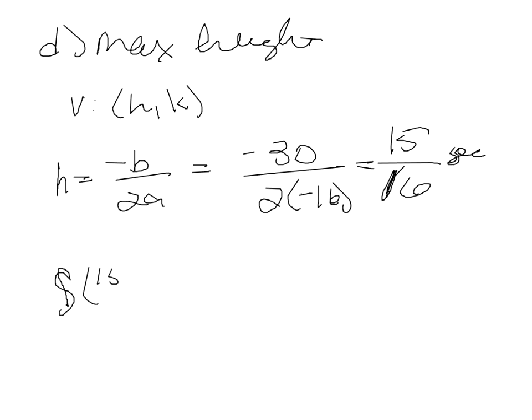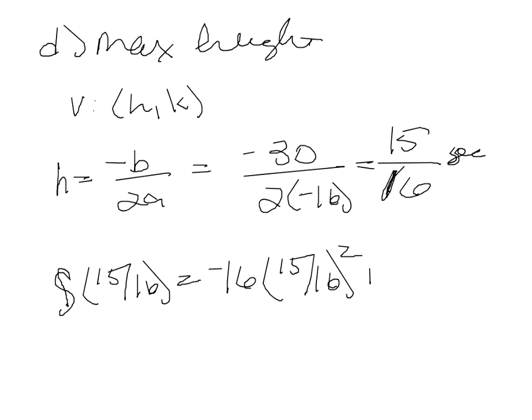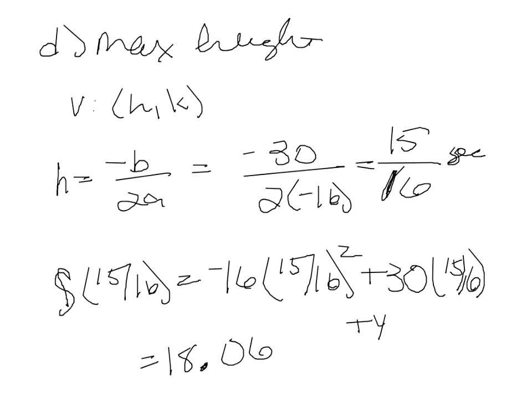This is when it reaches its maximum height, and the maximum height is, we plug that into the function, so we get minus 16 times 15 over 16 squared plus 30 times 15 over 16 plus 4. And that is 18.0625. So right at 18 feet, and it happens right around 1 second. And so that's that problem.